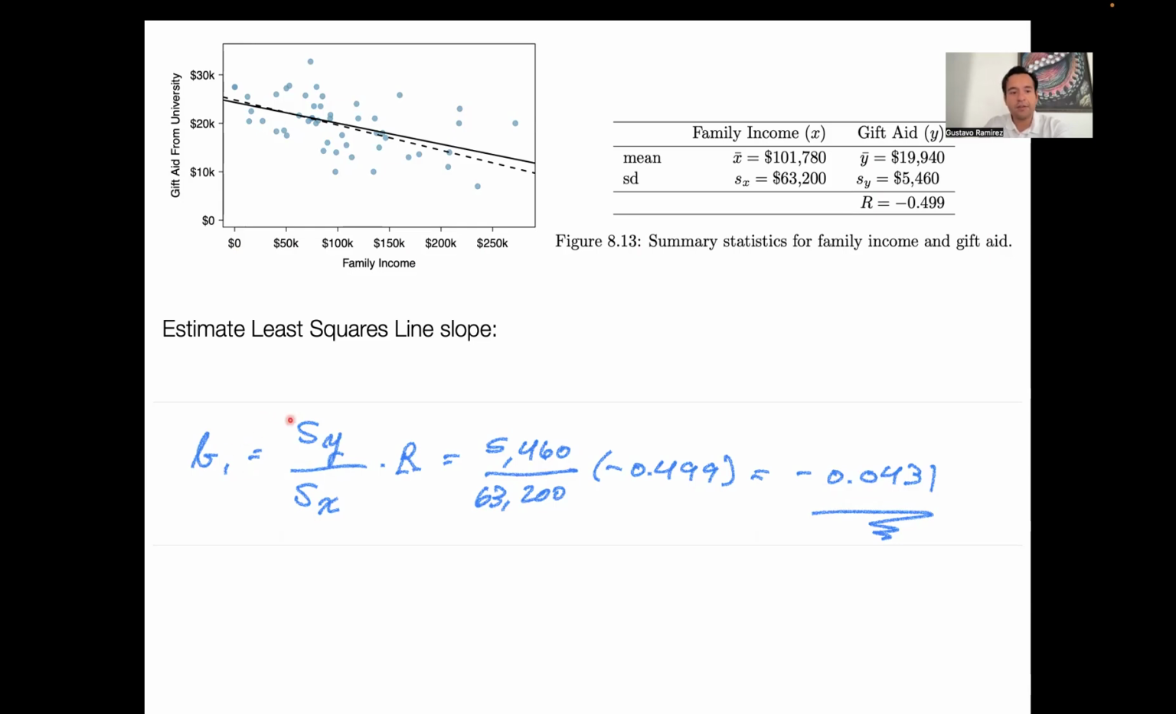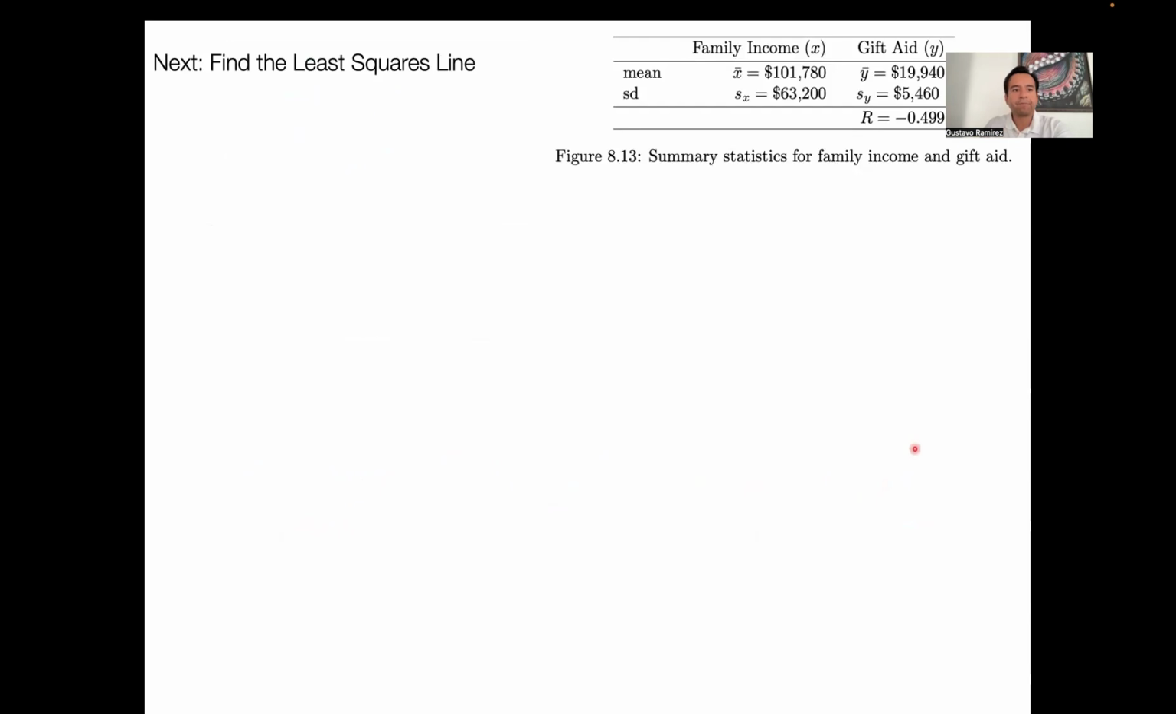The slope of the best fit line that you want to use to model this relationship is the standard deviation of the response variable divided by the standard deviation of the predictor variable, multiplied by R. That's what we have here.